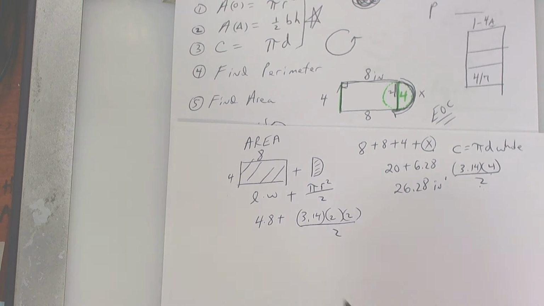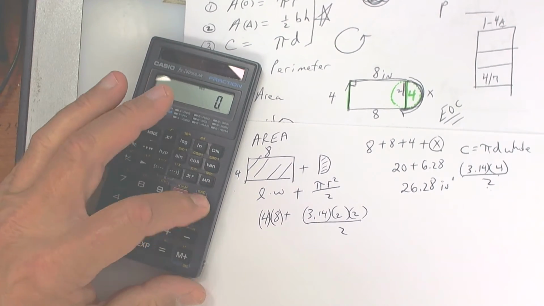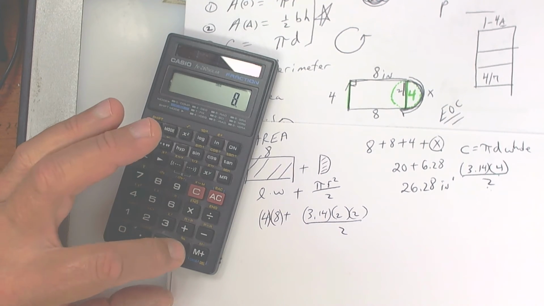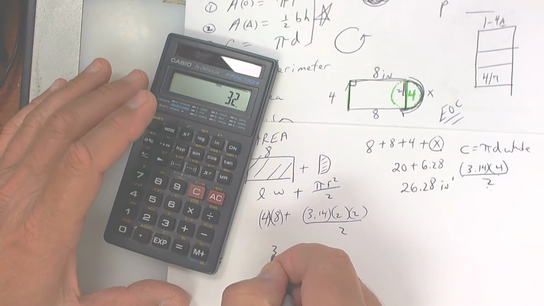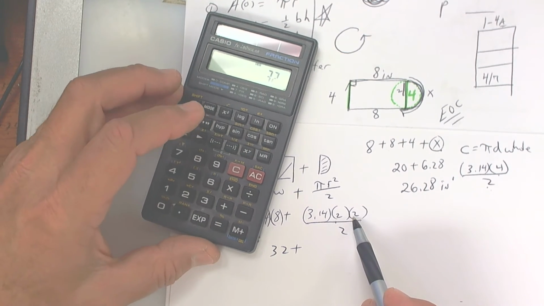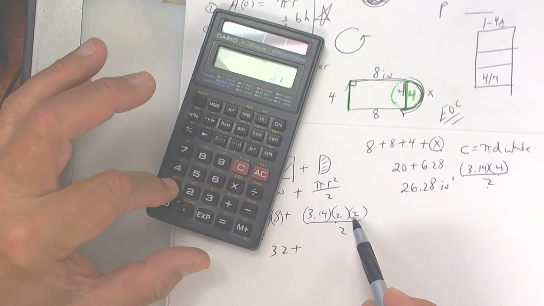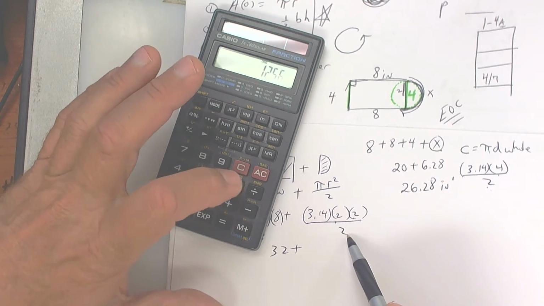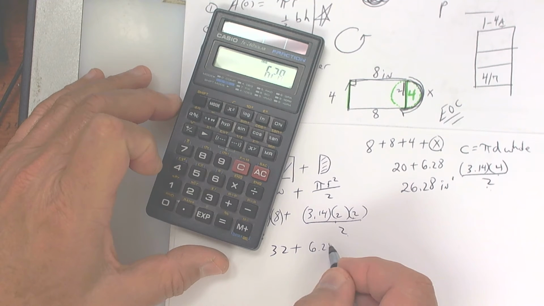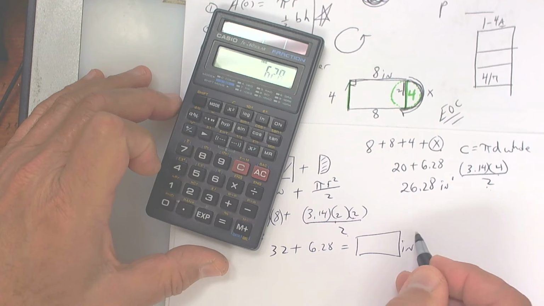And so let's go ahead and do this. Let me put parentheses so it doesn't look like a decimal. So clear that out. 4 times 8 gives you 32, plus 2 times 2 is 4, so that's 4 times 3.14, press equals, divide by 2, and I get 6.28, and when you add that up you get the area, and that's going to be square inches.